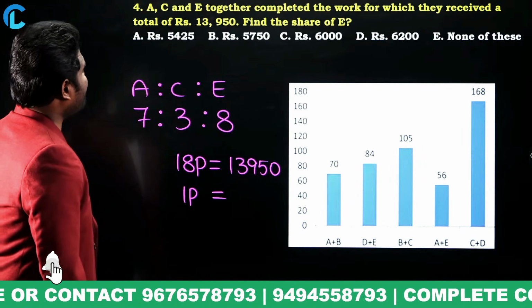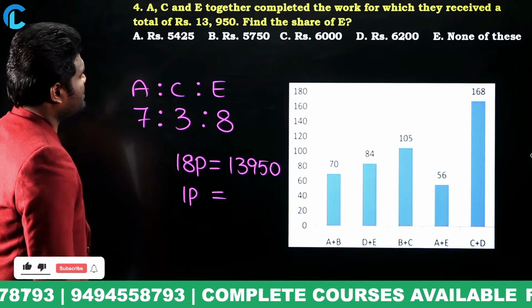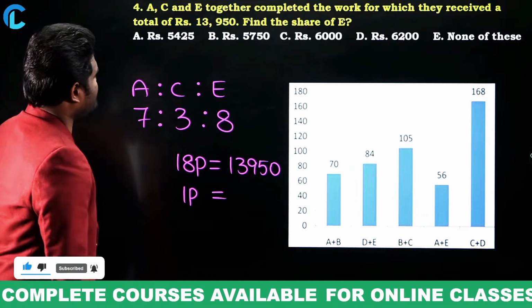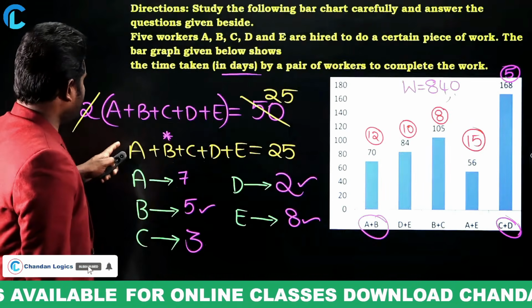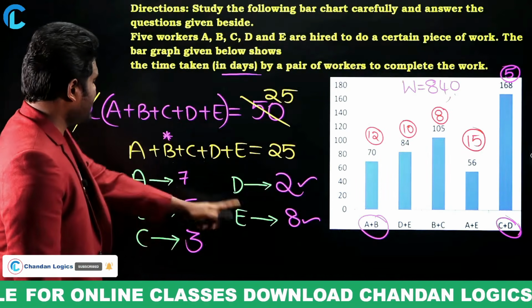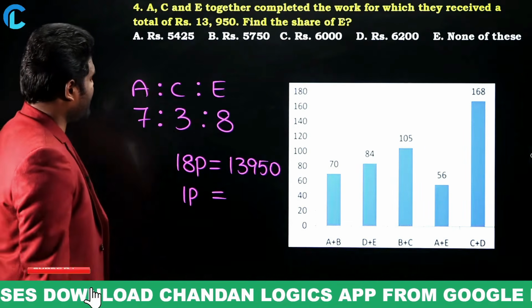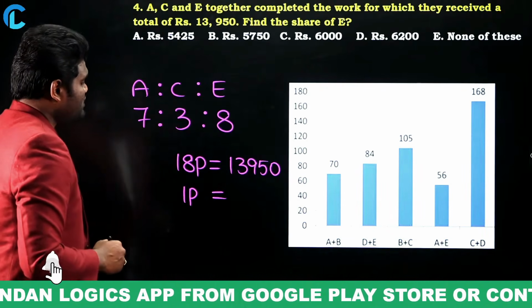So if you know one part value, we need to know whose share? E's share. Is that clear? We need to know E's share. Just a minute. The question is saying A 7, C 3, E 8. Yes or no? So 7 plus 3 plus 8, the total is 18. So 18 parts equal 13950.